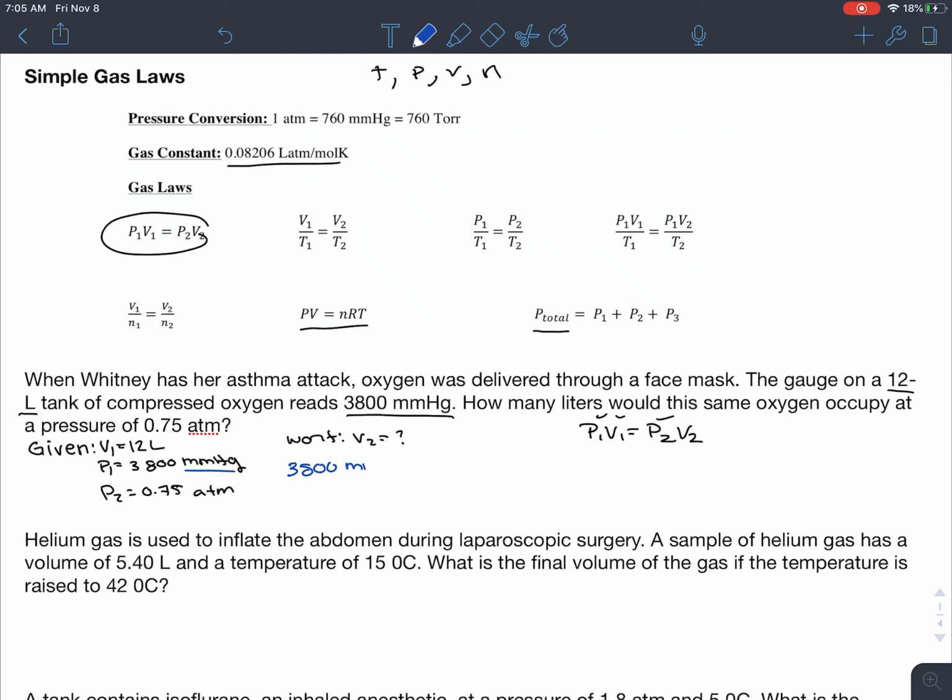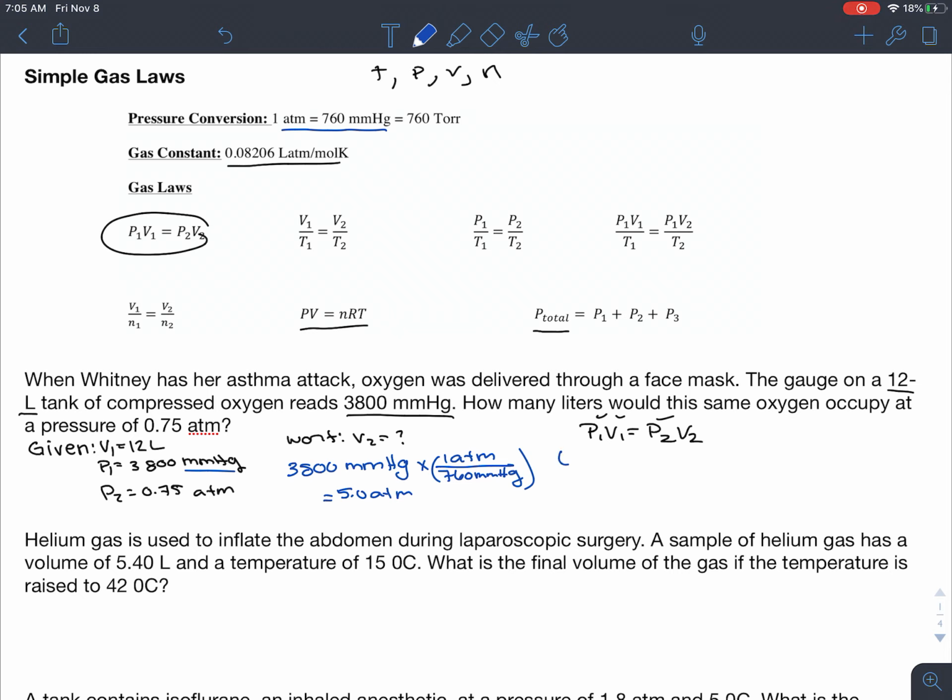I'm going to convert 3,800 millimeters mercury to atmospheres. My conversion factor is written right here. Since I want atmospheres, the 1 atm is going to go on the top. 760 millimeters mercury will go on the bottom. And that equals 5 atmospheres. And now you have everything you need to plug it in.